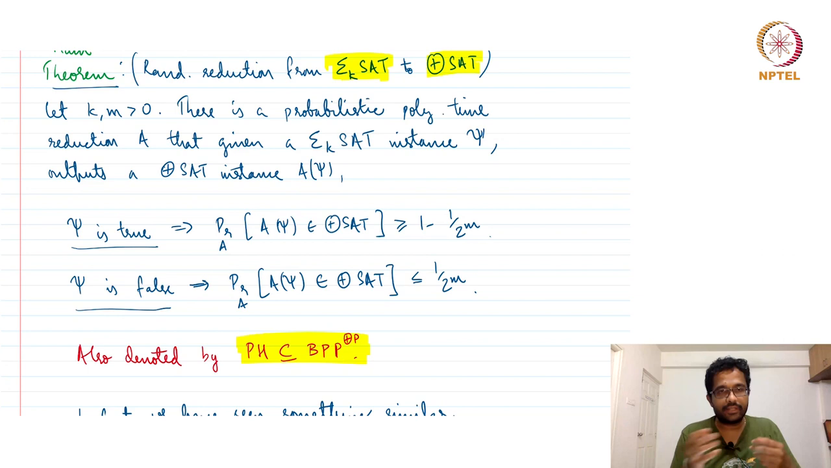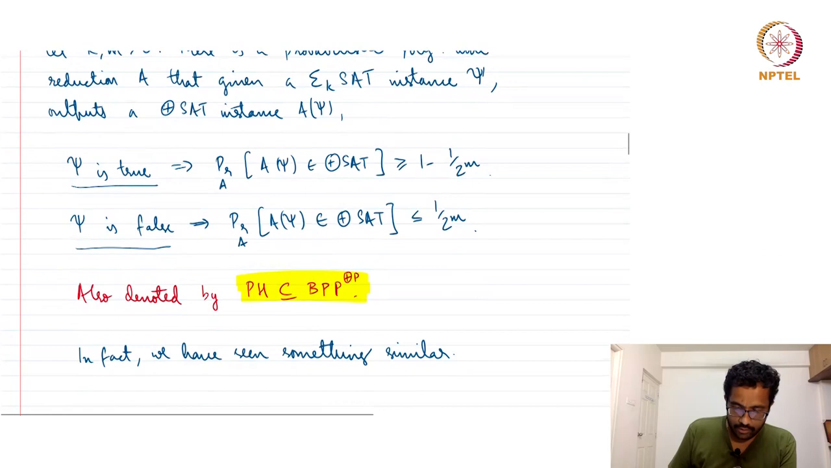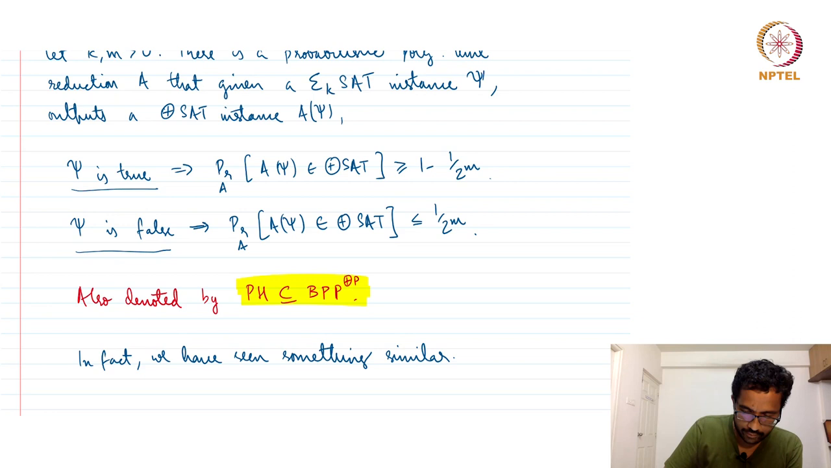Now what we are saying is that the reduction is not deterministic, in the sense that the reduction is not foolproof. The correspondence allows some error. Because of that, we say it is BPP with access to a parity SAT oracle. So what we are saying here is that the polynomial hierarchy is contained in BPP with a parity SAT oracle. And what was our target?